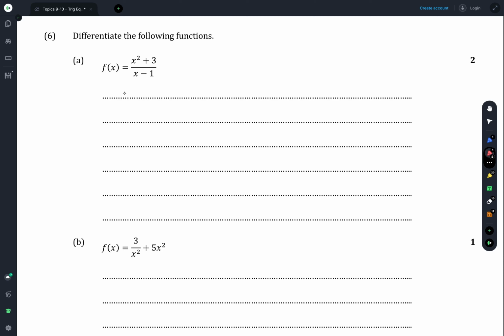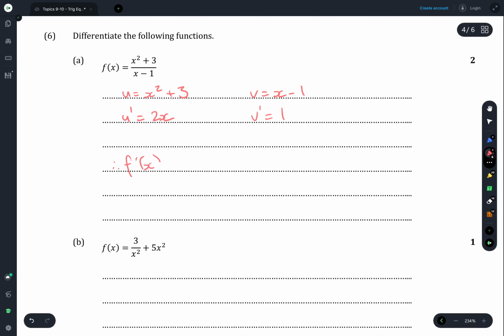So using the quotient rule, we're going to say that u equals x squared plus 3. And therefore u dash equals 2x. And as for v, v is the denominator. So we have x minus 1. And that means v dash is just equal to 1. Now looking at our reference sheet, or just by knowing, therefore we can say that f dash x is going to equal, and the order here does matter, it's going to equal u dash times v minus u times v dash over v squared. So you can just refer to your reference sheet for that.